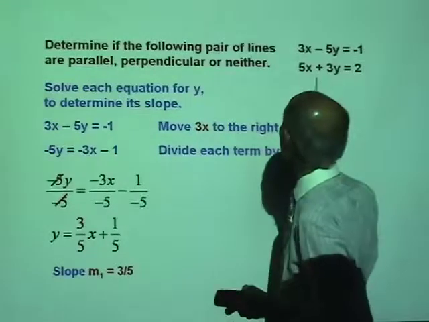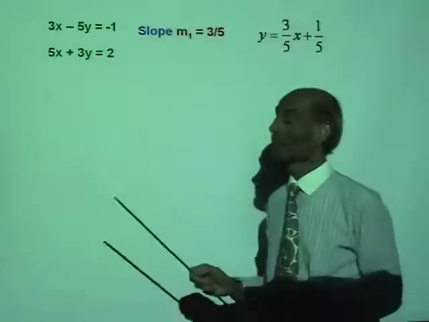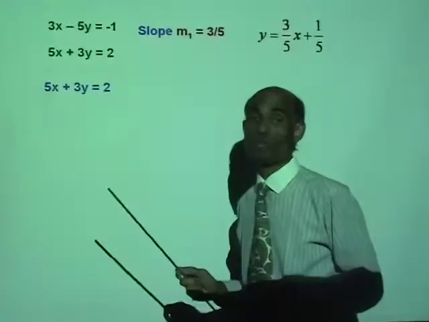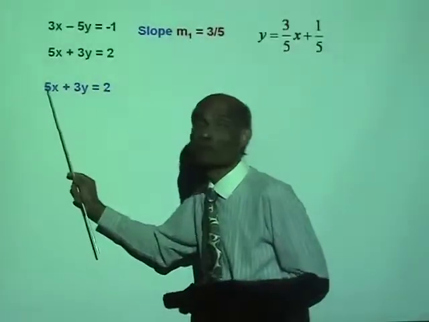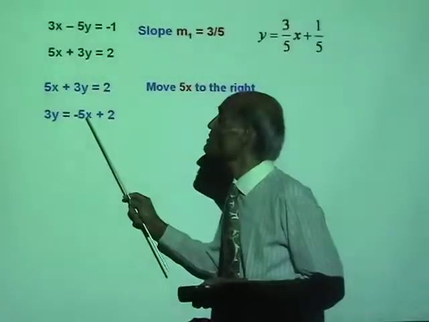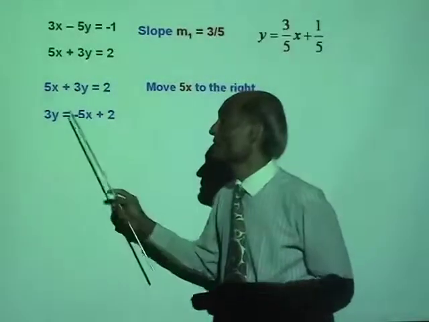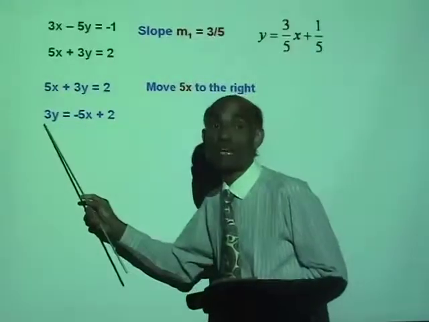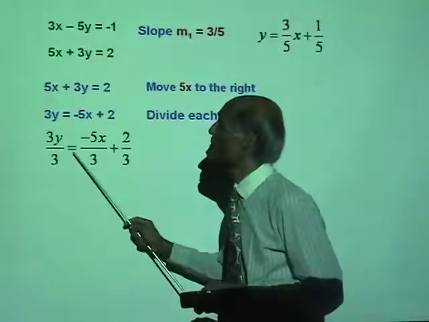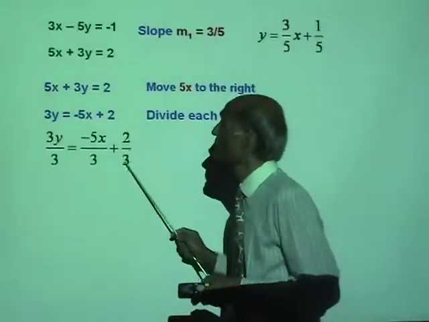Alright, let's take the second one. 5x plus 3y equal to 2. Okay, let's solve for y from here. What is the first step? Move the 5x from left to right. That gives me 3y equal to negative 5x plus 2. What is the next step? Divide each term by 3 so that we solve for y. 3y divided by 3 equal to negative 5x divided by 3 plus 2 over 3.